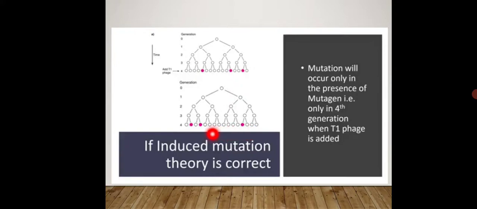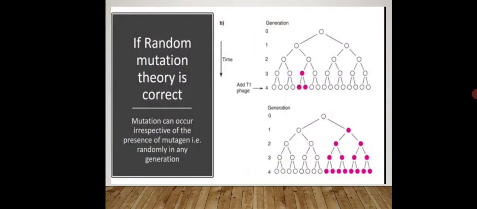Okay, so if the rate of mutation remains the same, then I will conclude that induced mutation is correct. If I see mutation only in the fourth generation in the second set also, then my assumption will be correct that yes, induced mutation theory is correct. Okay, so that is about the induced mutation.